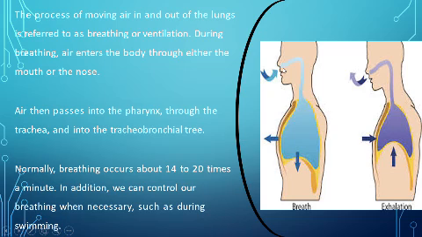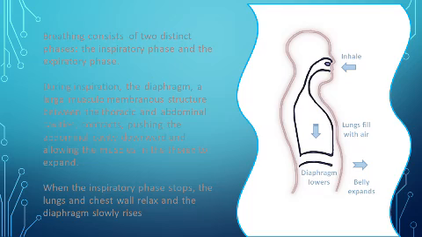While we inhale, the air enters our body through the nose or mouth. It enters the pharynx, through the trachea and into the tracheobronchial tree. Normally, in the human body, breathing occurs about 4 to 20 times per minute. In addition, we can control our breathing when necessary, such as during swimming. Okay, clear? Then this is the exhalation process.